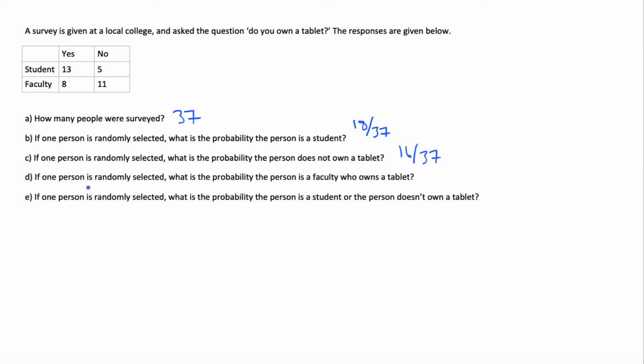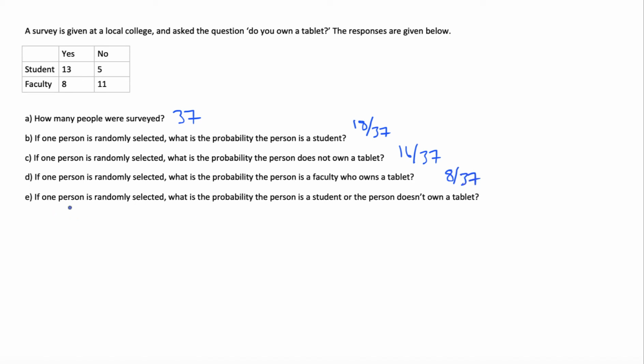Okay. If one person is randomly selected, what is the probability the person is a faculty who does own a tablet? This is sort of an and statement. So they have to be a faculty and they have to own a tablet. Well, based on the table, how many such people satisfy those two conditions? Well, that will be this many, 8. There are 8 faculty who own a tablet, so that'll be the answer here, 8 out of 37.